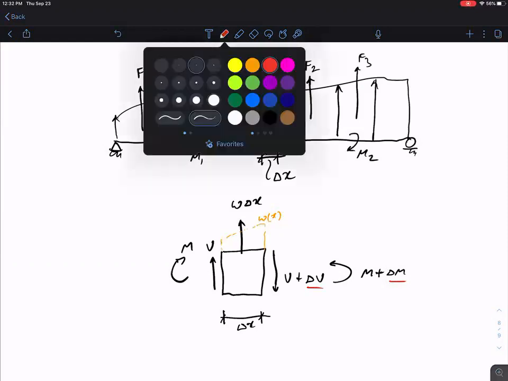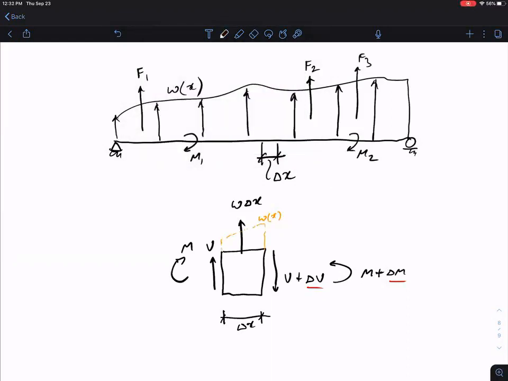The other thing that we're going to do is specify the distance from the resultant point load to the edge of the segment. We're going to call that alpha times delta x, where alpha is less than 1.